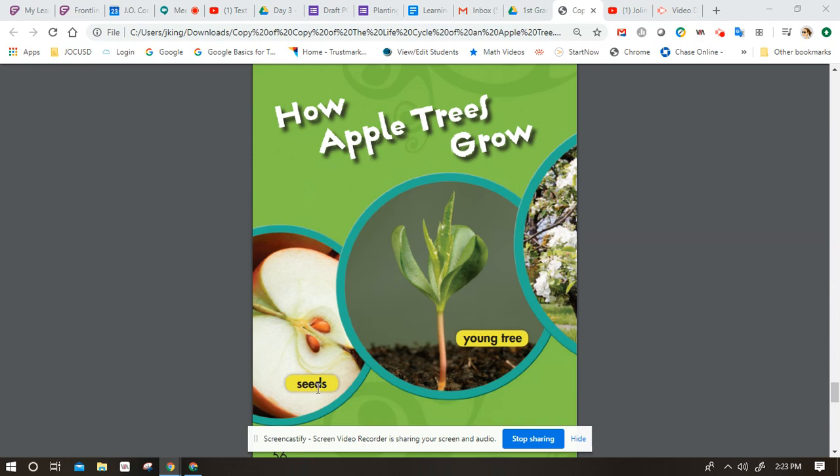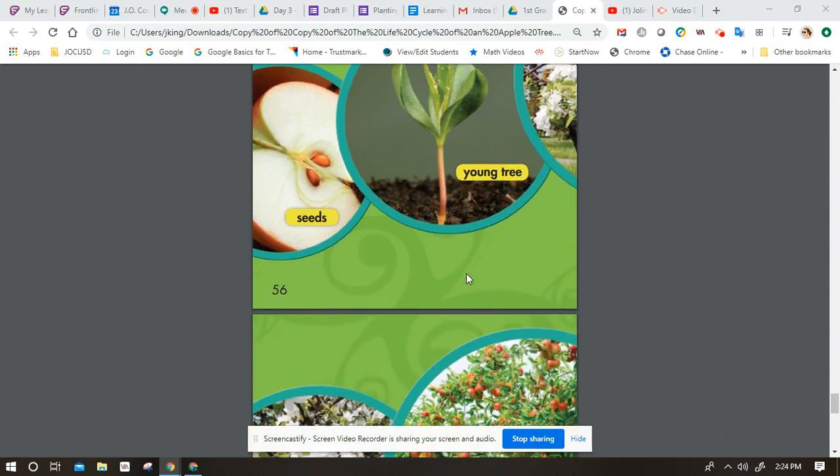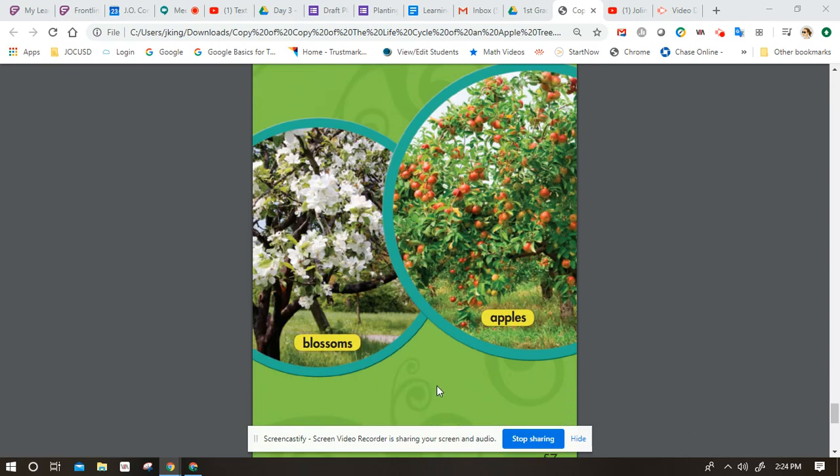So here we see seeds, and it shows us a picture of seeds. This is a picture of what? That's right, a young apple tree. Here's more pictures. What are these captions? What do they say? Read them quietly to yourself.